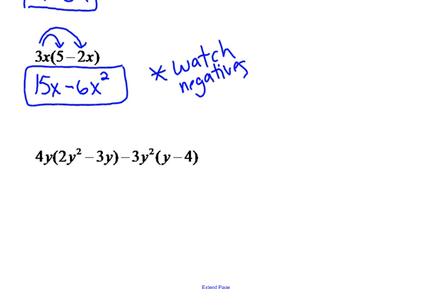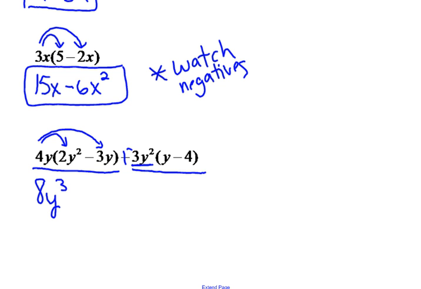On this next problem, we have two parts to it. We have a multiplication problem here, and we're subtracting another multiplication problem. When you have minus and you have something outside, like you do here, it might be helpful to change that to plus negative 3 and distribute a negative 3 instead of the other way around. Let's start over here. 4y times 2y squared. 4 times 2 is 8. Y times y squared. Remember, that's where we add our exponents, so y to the third.